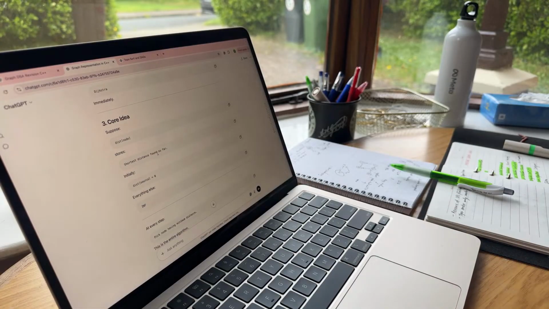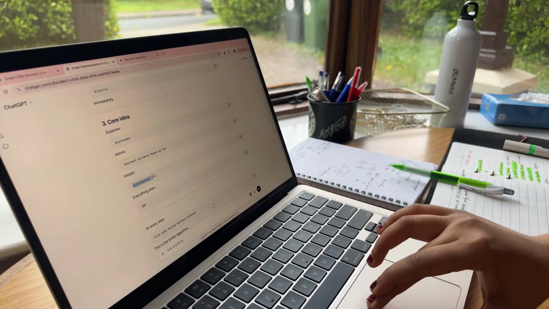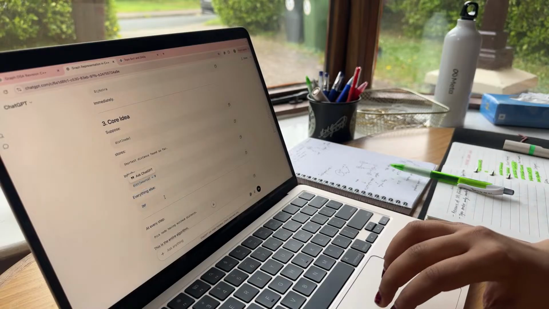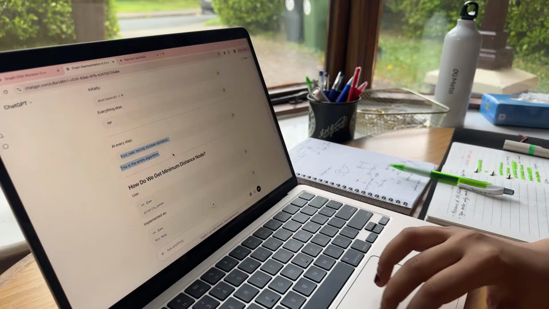So the core idea here is that the distance of a node is the shortest distance found so far, and you have to keep minimizing it. Initially the distance of the source is 0 and all others are infinite. Pick the node having the minimum distance. This is the entire algorithm.